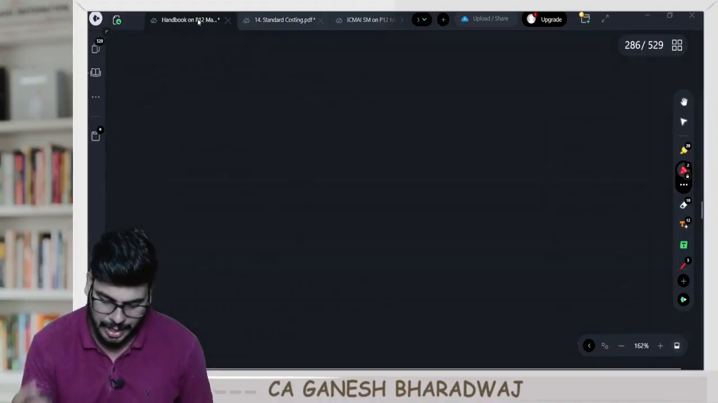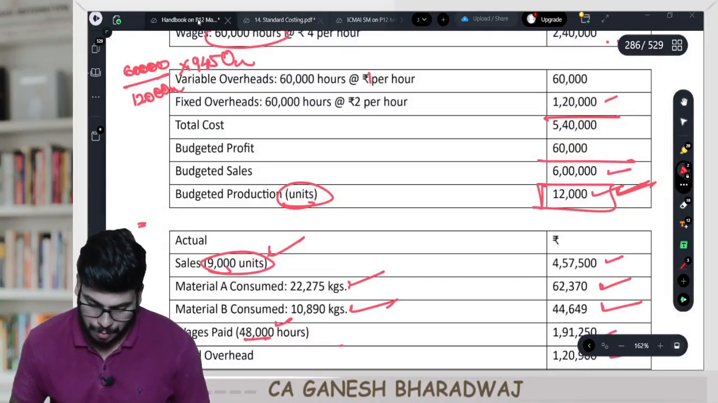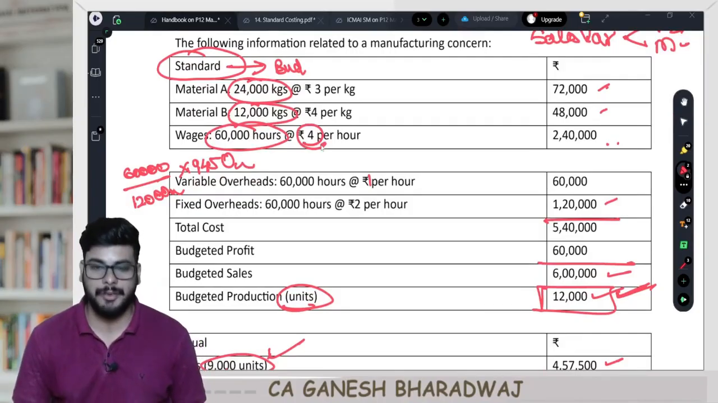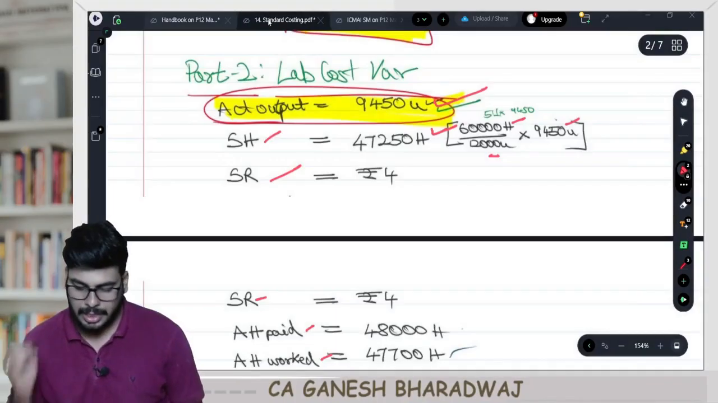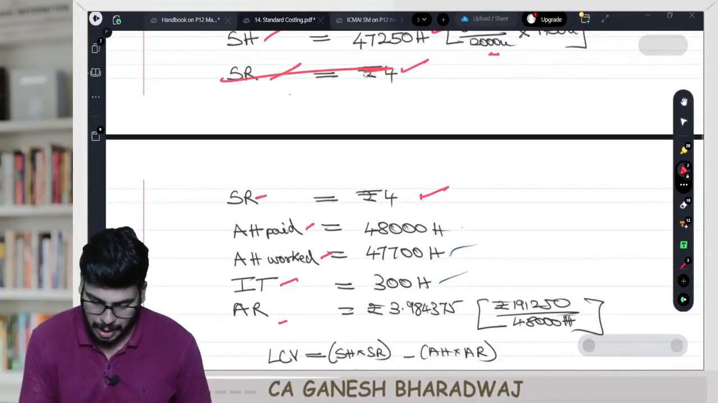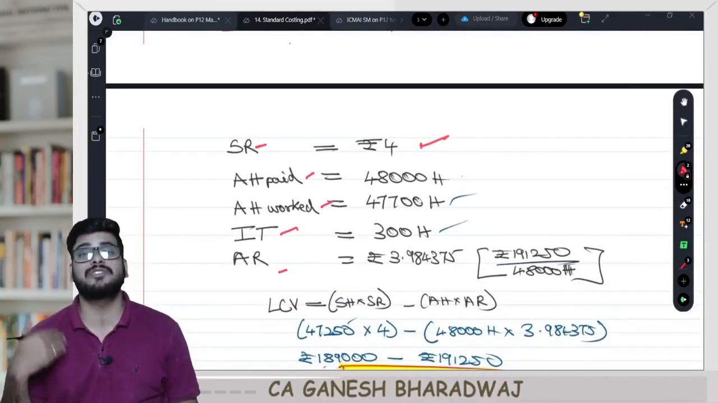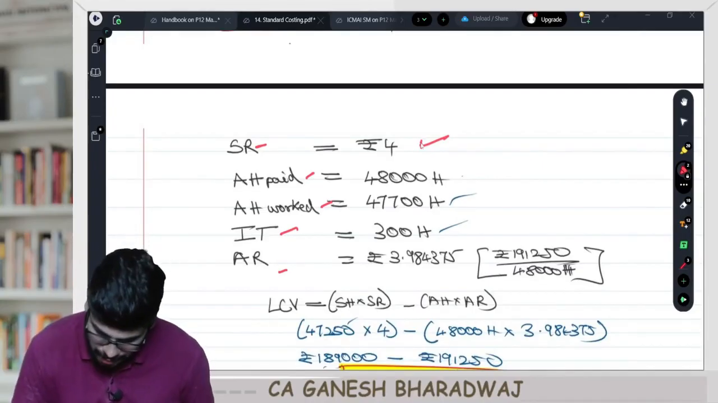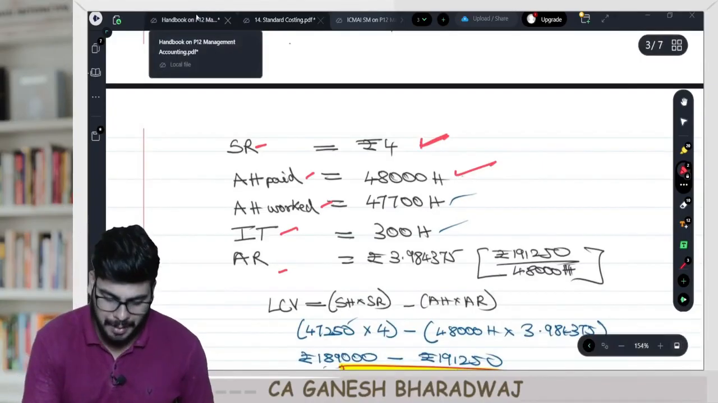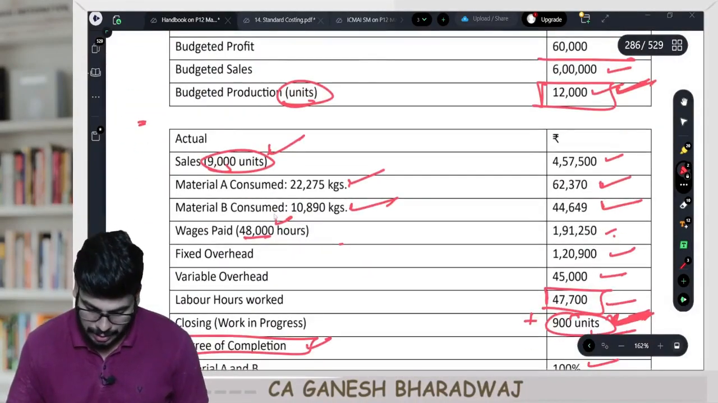And what is the standard rate? Every hour you are allowed to pay how much? Yes, the standard rate is 4 rupees per hour. Clear with this? That is what we have mentioned here. 4 rupees per hour. Now, what is the actual hours paid? It's given in the question. The actual hours paid is 48,000. So I have paid them for 48,000 hours. Look at this. It's given in the question.